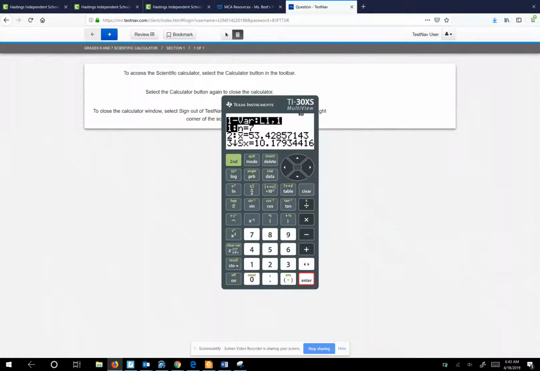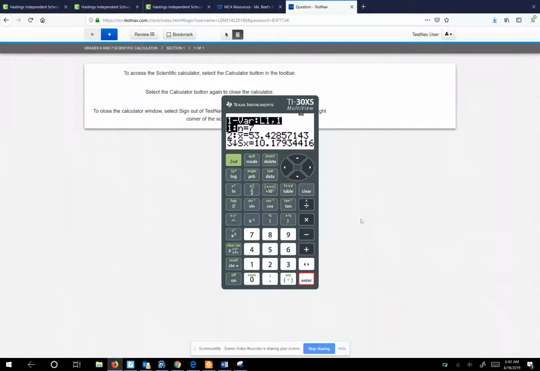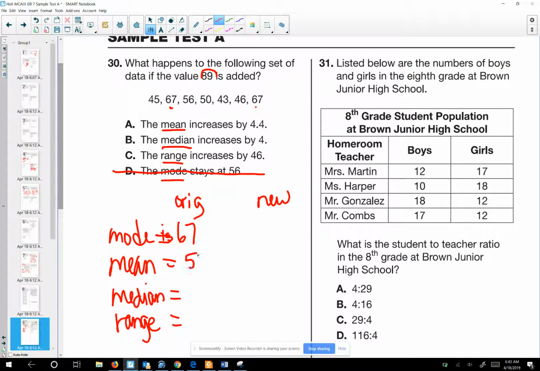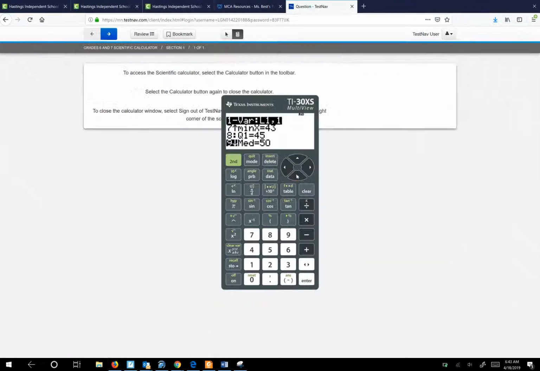Okay, now let's take a look right here. X bar, that's your mean. 53.42857. Oh, gross. Okay, 53.428. So let's write that down. 53 mean, 53.4285, and it keeps going. The median. Let's scroll down and go through all of this information. There's your median. It's 50.